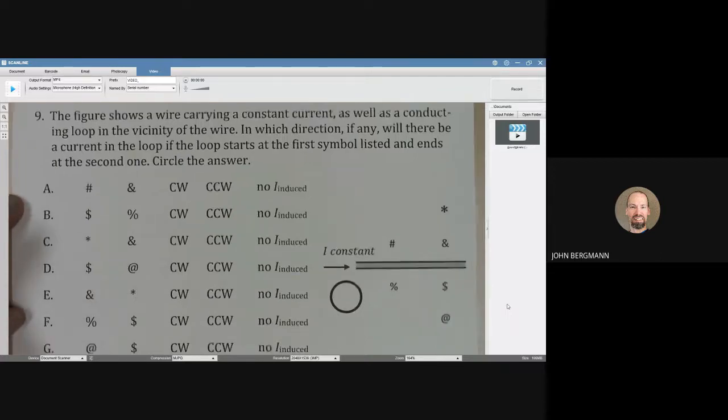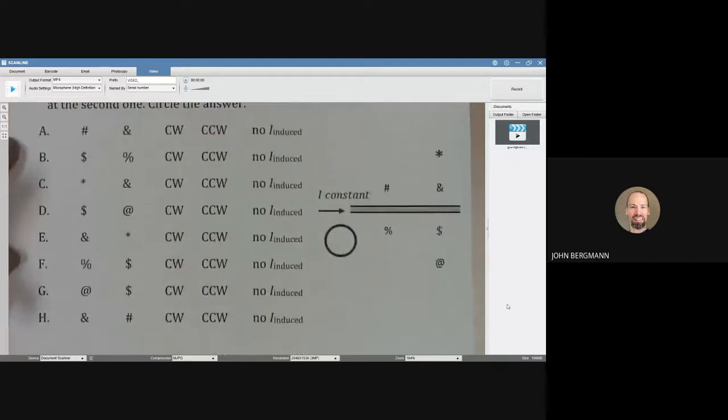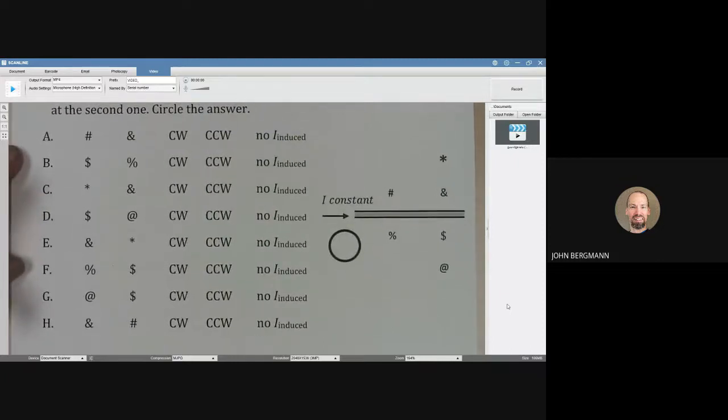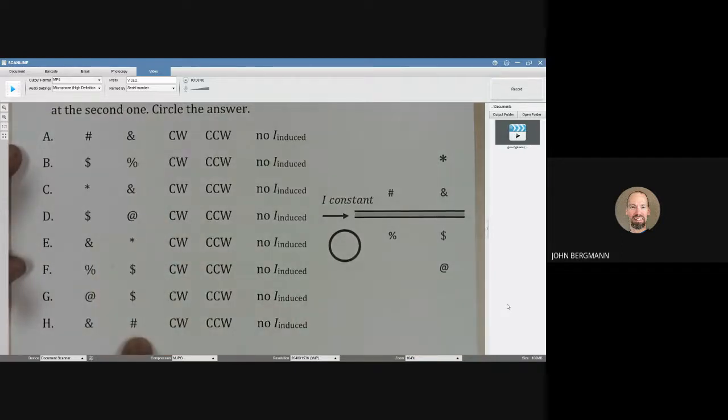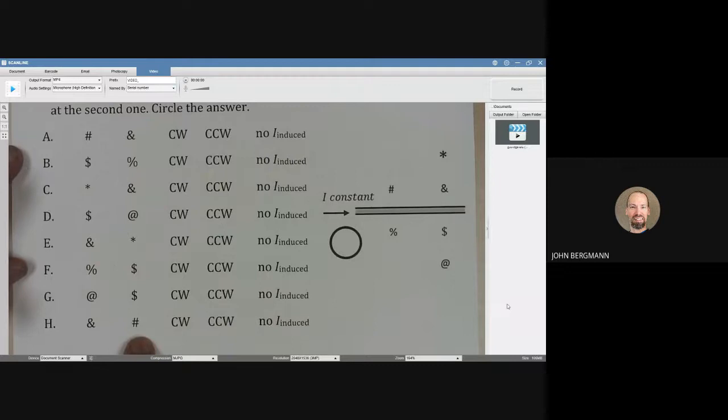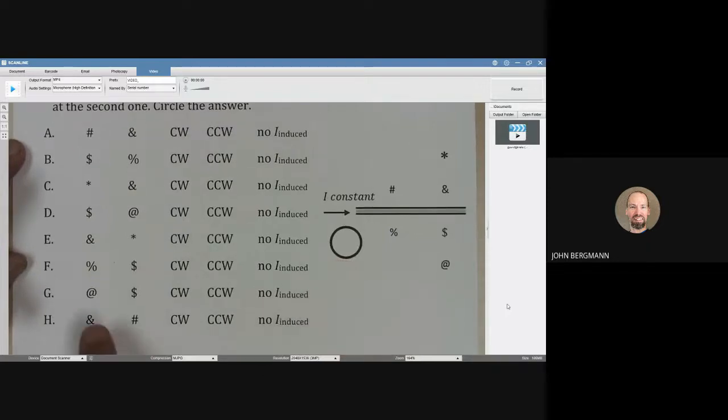Circle the answer. These symbols are locations in space, and we're starting the loop at one location and ending the loop at the other location. And the question is, in what direction will there be a current in this conducting loop if you start it there and end it there?